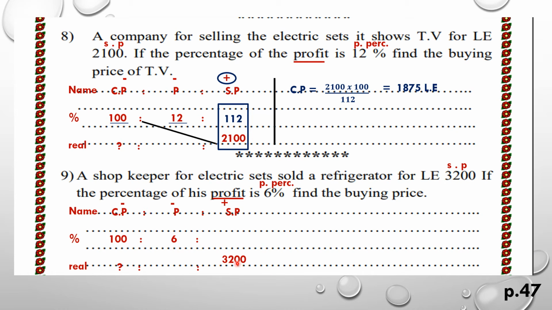Now, do we have a completed column? No, we don't. We need to complete this row to have a completed column here. We are going to complete this row using the sign which we have up. On the empty space we have plus, so we are going to add the other two numbers which we have in the same row. 100 plus 6 equals 106. Now we have a completed column, and here we have the completed cross, so the cost price equals 3,200 times 100 over 106, approximately equal 3,018.87 LE.